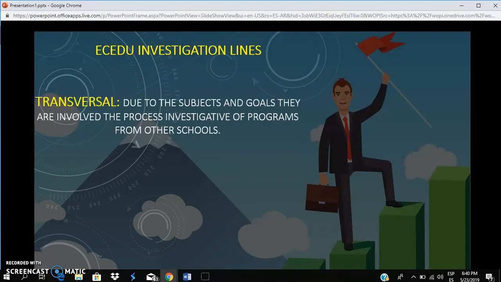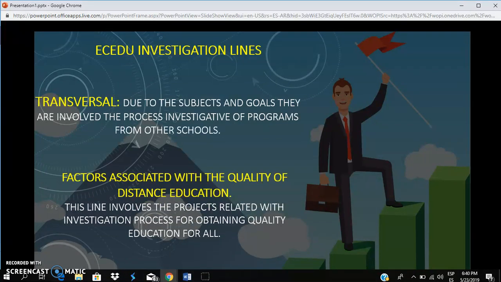The other one is transversal. It applies to the subjects and imports the present investigators for programs from other schools. Factors associated with quality on distance education. This line imports the projects related to the investigation process for obtaining quality education for all.